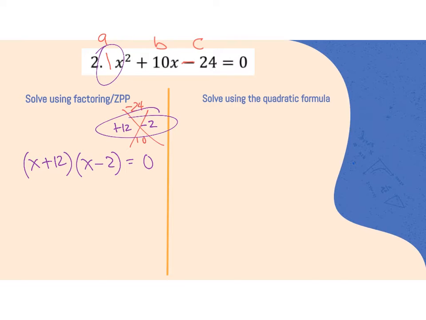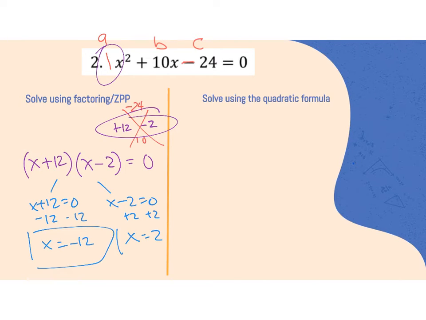So here are my two factors, and then I'm going to split them apart. I end up with x plus 12 equaling 0, x minus 2 equaling 0. Subtract your 12, I have x equals negative 12, add your 2, x equals 2. So there's that. There's my two solutions. Okay, so now let's hop over here and look at the quadratic formula.